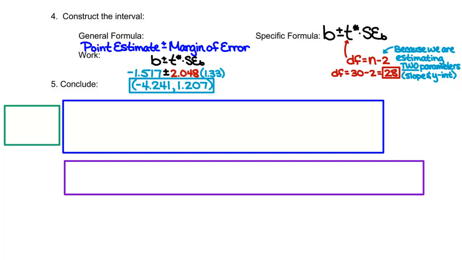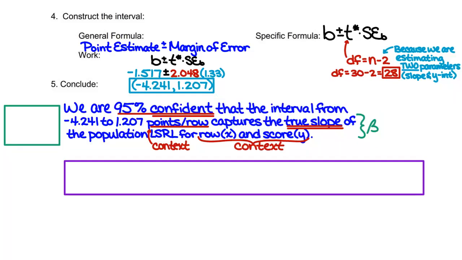And now we need to conclude. How should my conclusion start? We are 95% confident. For row and score, yes. There's only one little thing that I would do, very little. I would add context next to my interval, that negative 4.241 to 1.207 points per row.